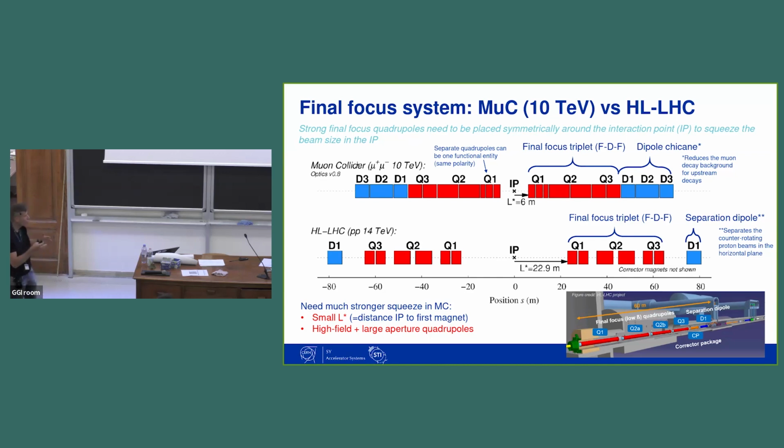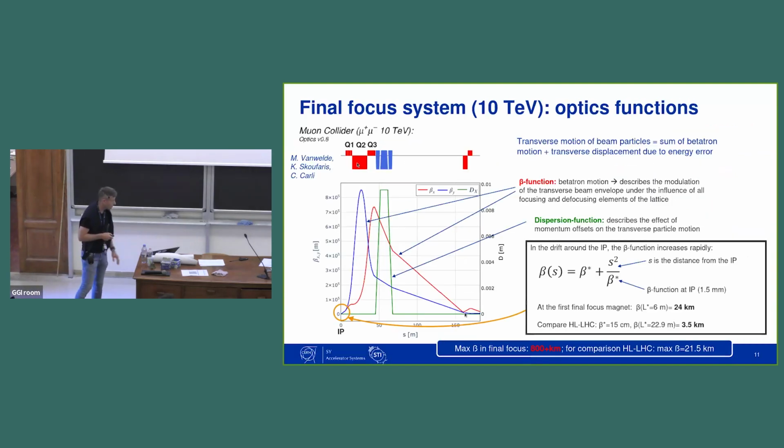I show this in comparison with High Luminosity LHC, because it's an existing machine, so maybe some of you know the machine. I think it's nice to get a bit of a feeling of how we relate to this. And then we also need high field, large aperture quadrupoles, of course, in the muon collider.